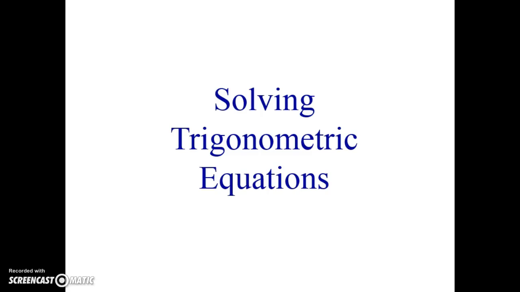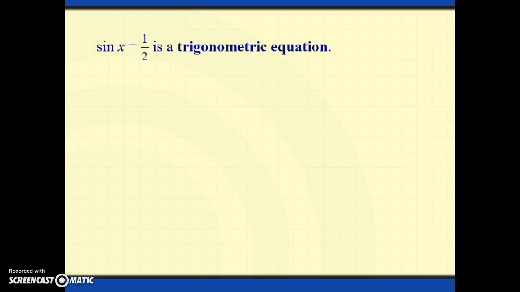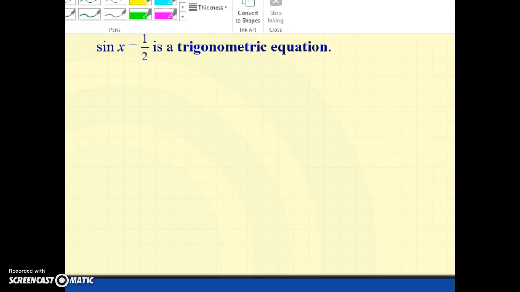We're going to look at solving trigonometric equations that have another step or two in them besides the ones that we've been working on. So far we've been looking at trig equations that look like this: the sine of x equals positive 1/2.